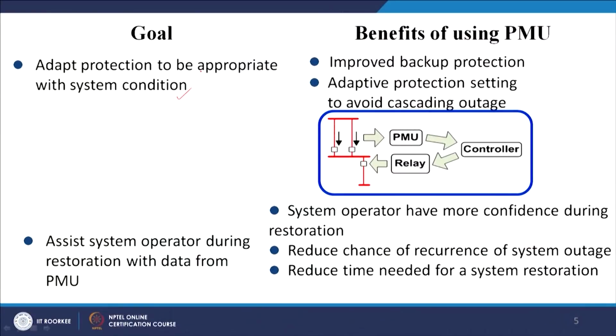And the third one is to adopt adaptive protection appropriate to the system condition. Protection is always essential for the power system, where 5% of the total cost of the power system we dedicate to the protection of the system. Without protection, we cannot save our equipment or lines or any devices which are installed in the system.